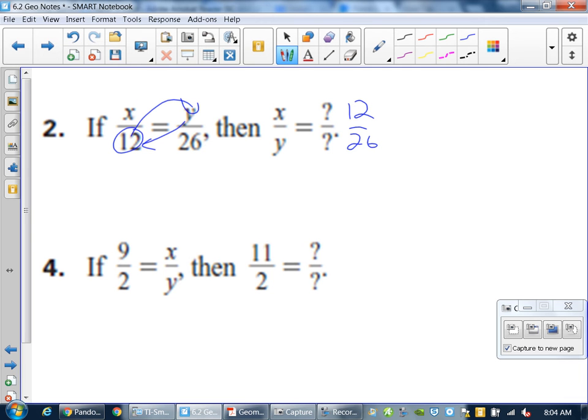You can, but if they're just asking you to set it up from what they have, if you wrote 6 over 13, are you technically wrong? No.